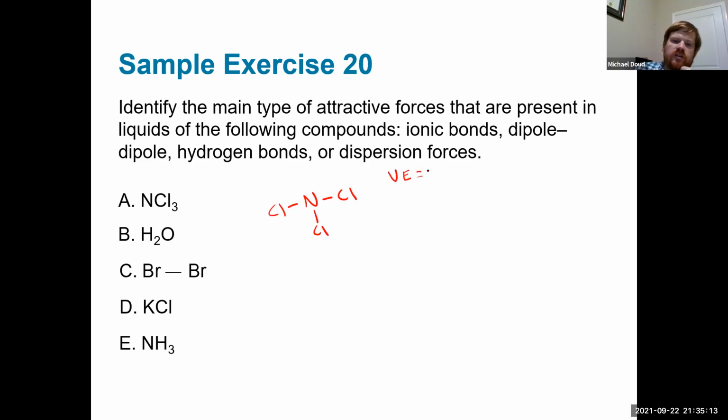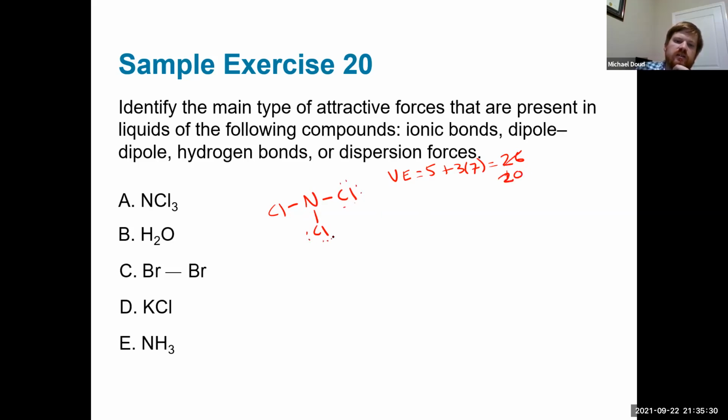Count up our valence electrons. We have 5 plus 3 times 7. That's 26 total valence electrons. We just used up 6, so that leaves us with 20. We need to give an octet to the surrounding chlorines.